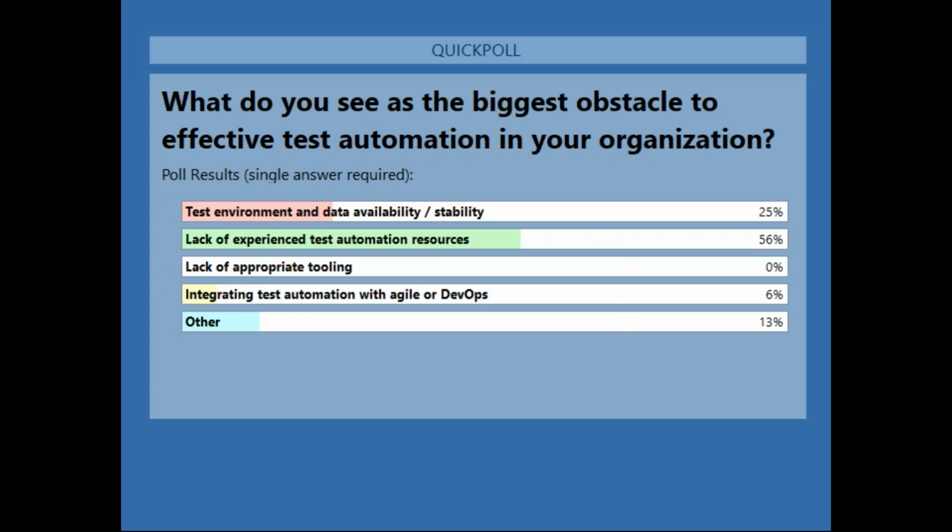So a little bit different from the World Quality Report. We have only 25% test environment data, with the winner being lack of experience of test automation resources. Obviously, we have a smaller sample size, but definitely those two are the top of the list year after year.